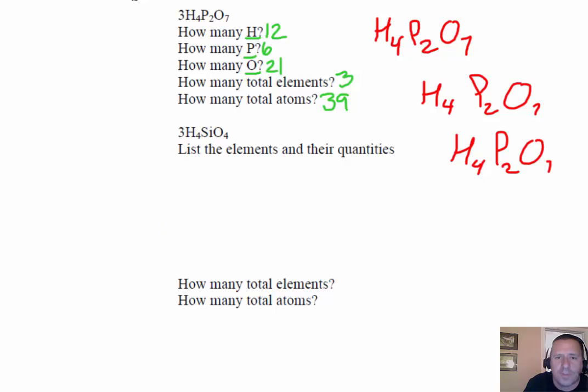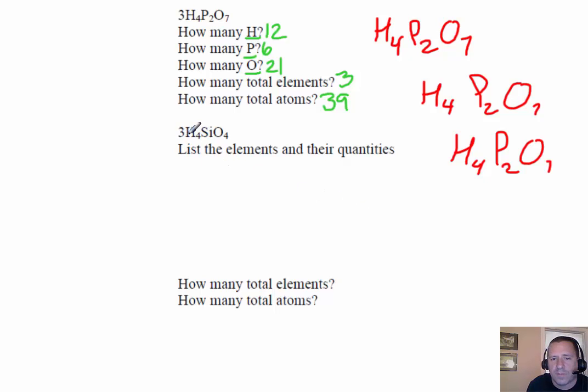Oftentimes when you get one of these problems on an assignment, they're not going to separate them out and ask you how many H, how many P, how many O. You're going to have to do that yourself. So in this example, 3 H4SiO4, they ask you to list the elements and their quantities. So how many elements are there?